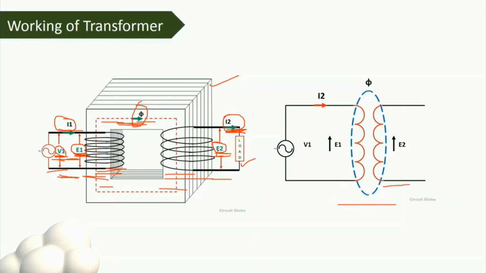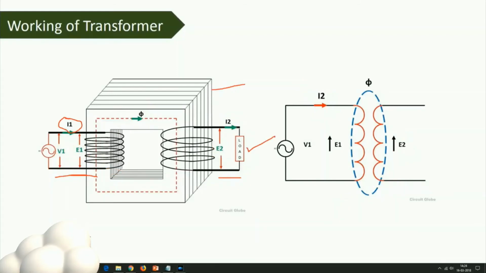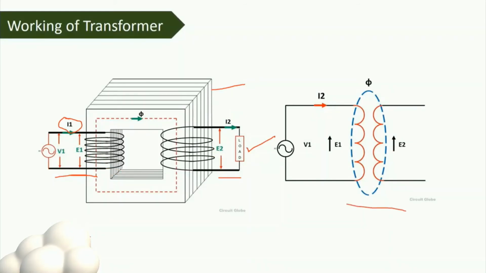If you go by the basic formula of a transformer, it is NP/NS = VP/VS. That is, the number of turns in primary upon the number of turns in secondary equals the voltage across primary upon the voltage across secondary. So this is all about the working of the transformer.